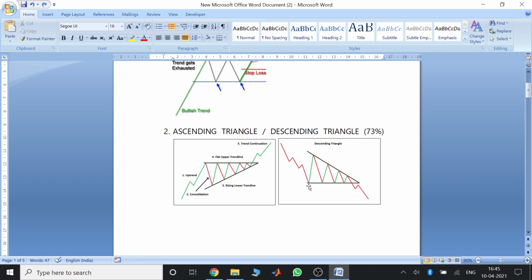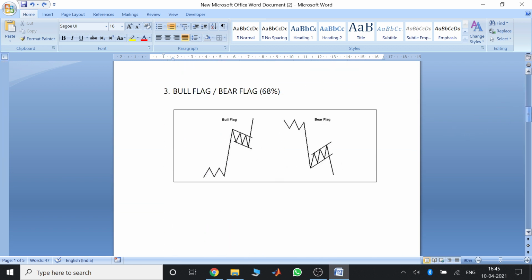And similarly for a descending triangle as well, price is initially coming down and then it consolidates, forming equal lows but then lower highs, and then it breaks out of the triangle. This is a descending triangle pattern. Another one is the bull flag. So price first initially moves up and then it consolidates, forming lower lows and lower highs.